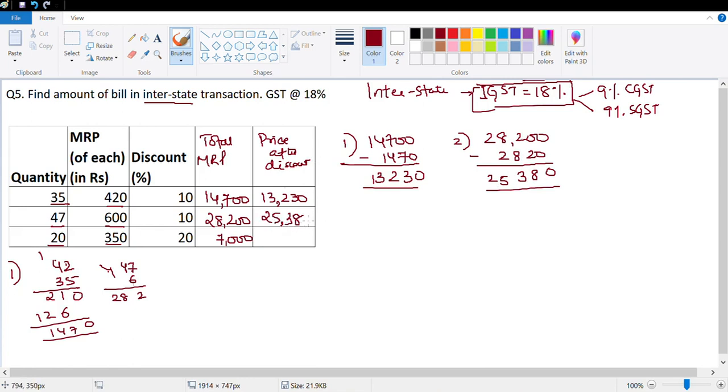And the last one, there is a discount of 20%, which means 7,000 is the price, out of which 1,400 would be the discount, which means this is 10 minus 4, 6. 6 minus 1, 5. This is 5,600.